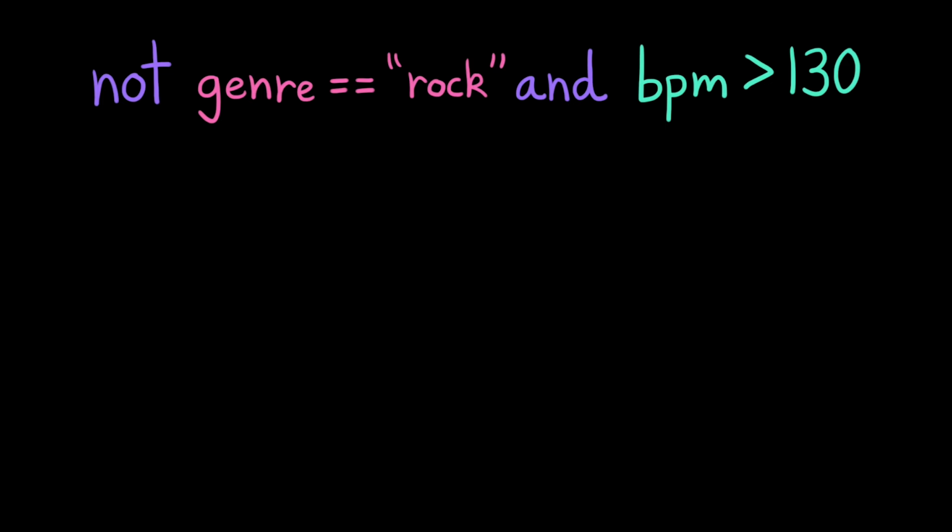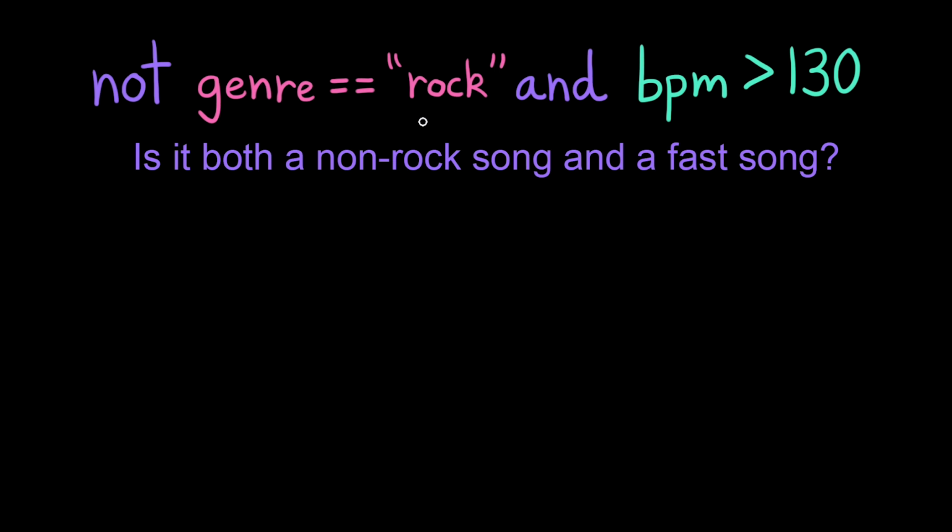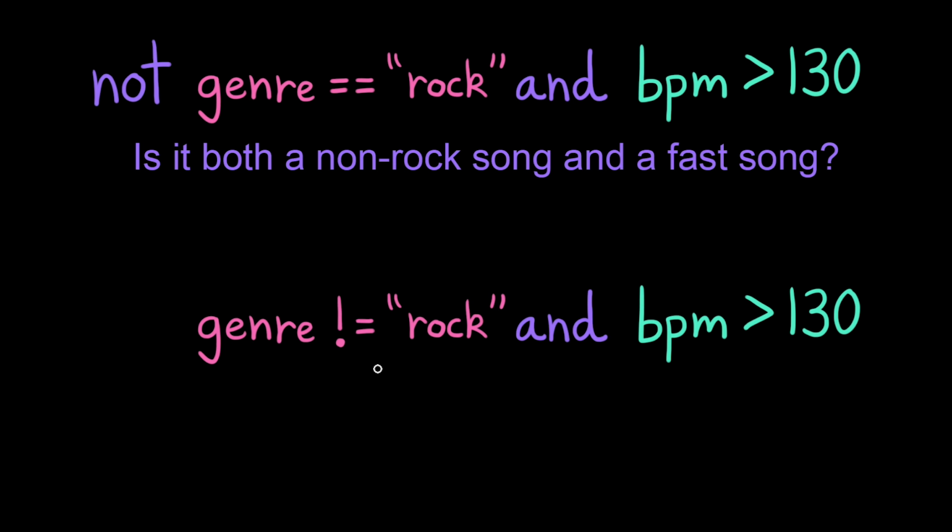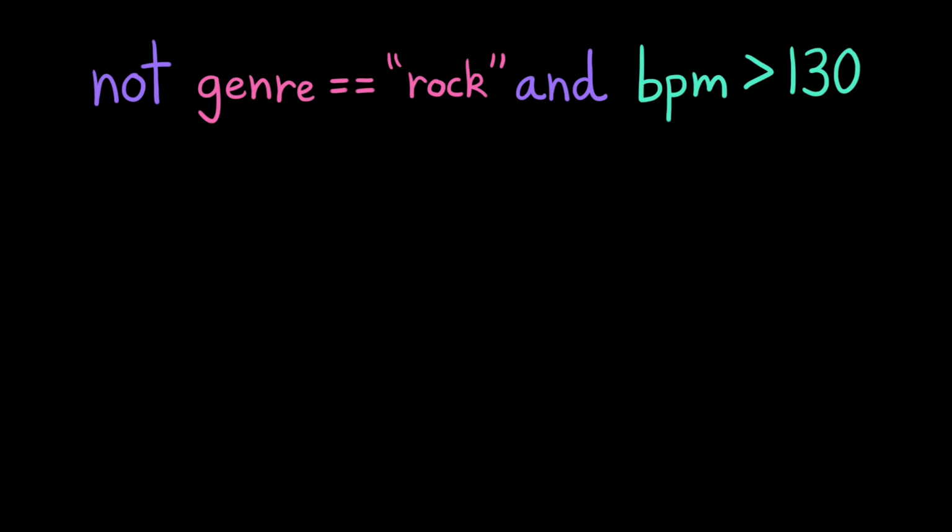The NOT operator takes precedence over the AND and OR operators. That means this expression really asks, is the genre not equal to rock, and is the BPM greater than 130? Now, we want to be careful about overusing the NOT operator when we don't need to, because it tends to make things more confusing. For example, this expression is just equivalent to genre not equals rock and BPM greater than 130. If instead I put parentheses here, I would be negating the whole expression.